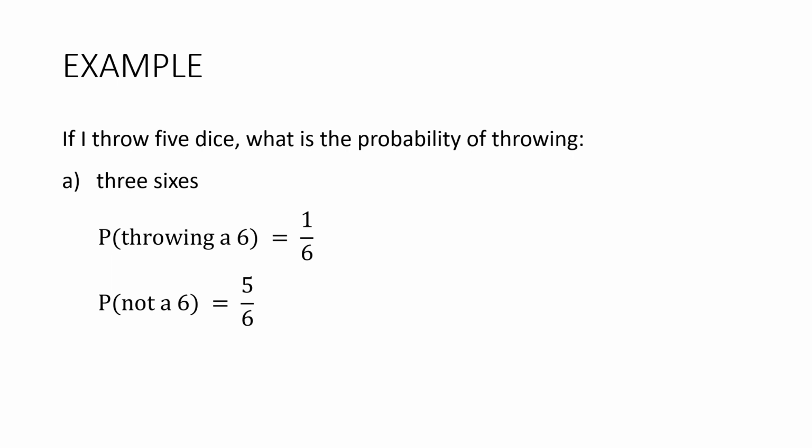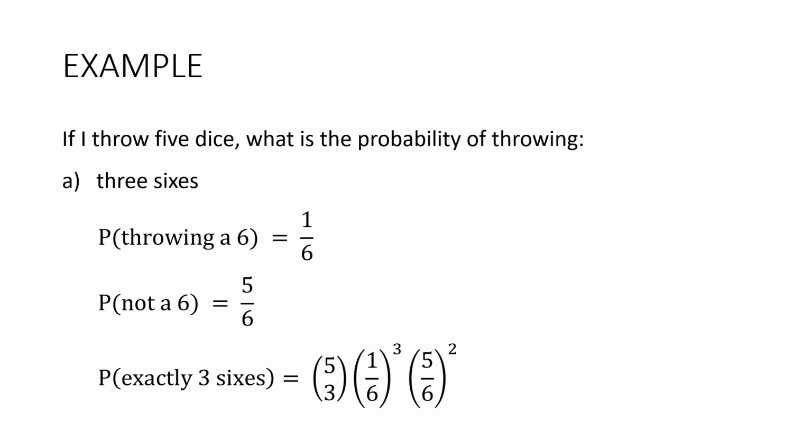Now let's use our formula. The probability we throw exactly 3 sixes. This is the number of ways that we can order the 3 sixes in the 5 dice. Here's our probability of success. We want 3 successes. Here's our probability of failure. We want 2 failures. Into the calculator, we get 0.032.